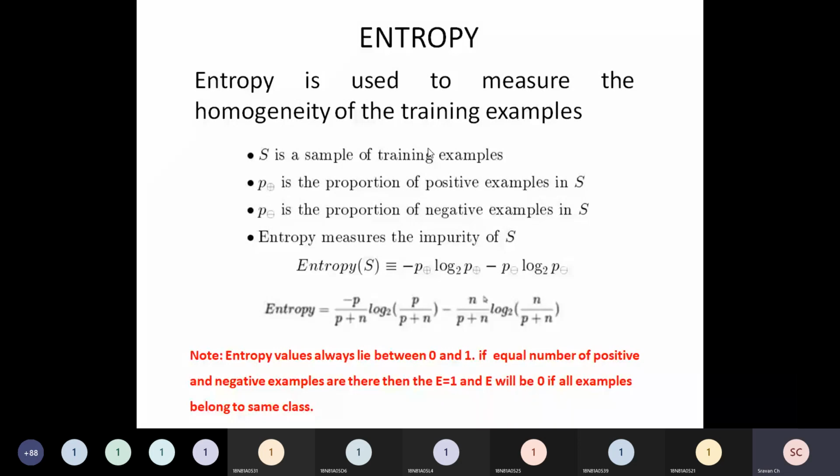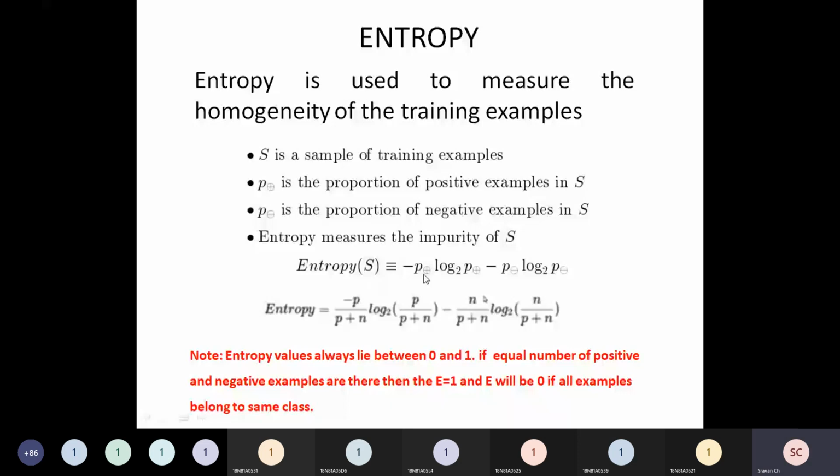So if I have 14 records in my training data, and I want to study the similarity of those examples, to measure the homogeneity of those training examples, then I will try to calculate the entropy. The formula for entropy is given here. There are two ways of representing the formula. The first one and the second one are both the same. The first one is abstract, the second one is a little bit elaborated.